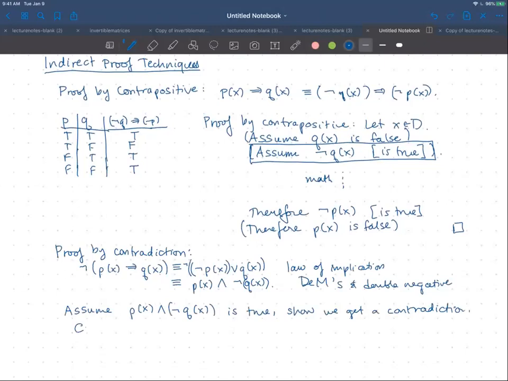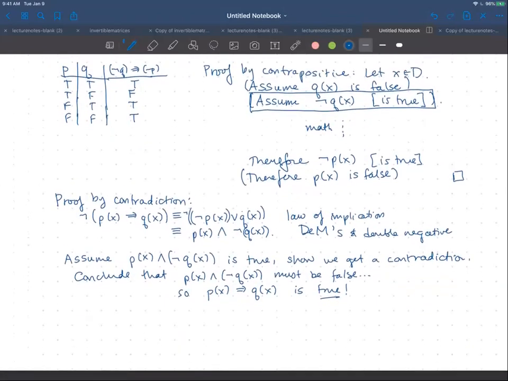And conclude that P of X and not Q of X must be false, which by the logical equivalences up above, if we negate them all again, or if we just think about what happens when we do these truth values, if this is false, the negation of P implies Q is false, which means P implies Q is true. So P of X implies Q of X is true.